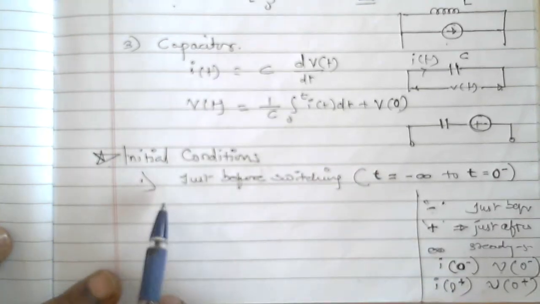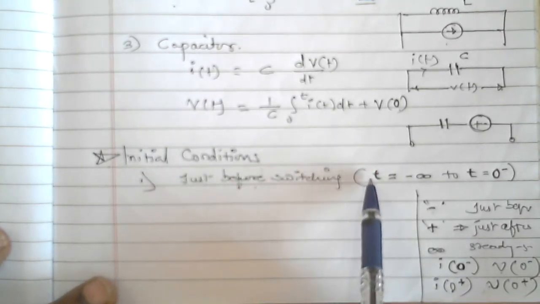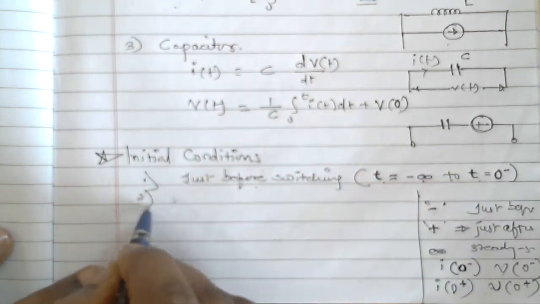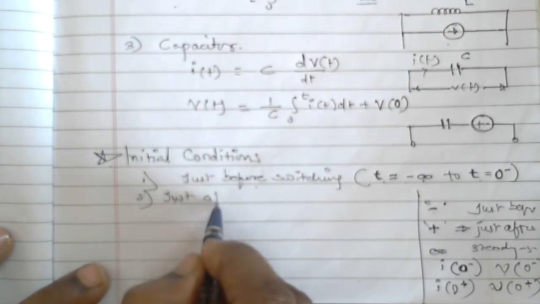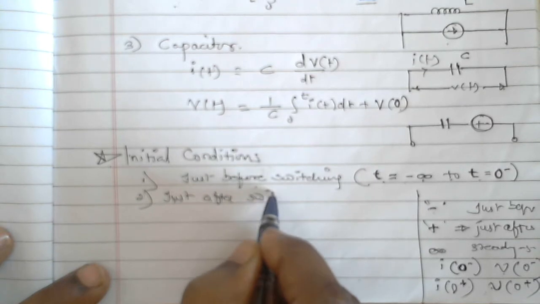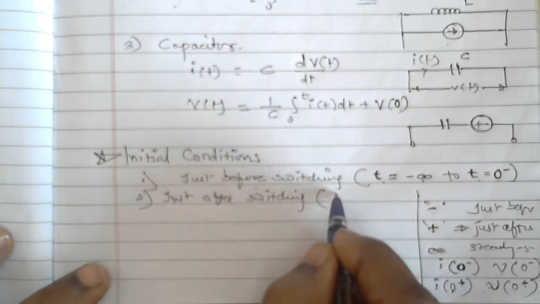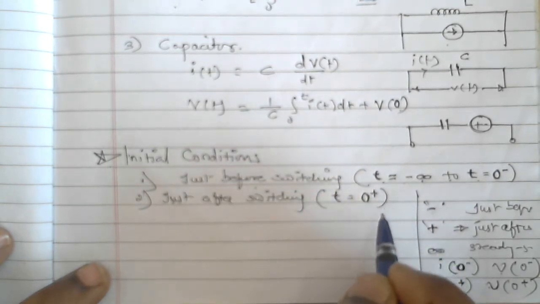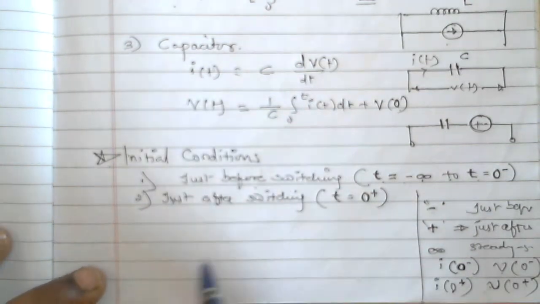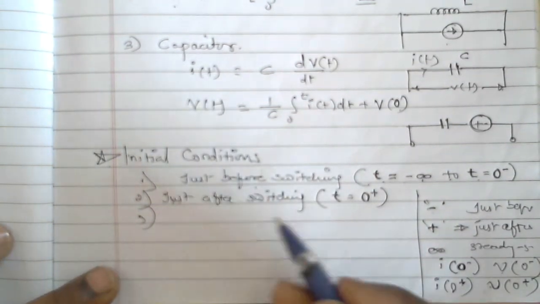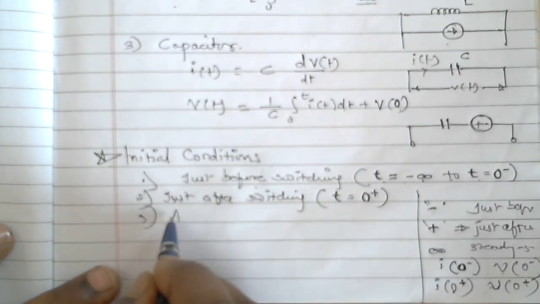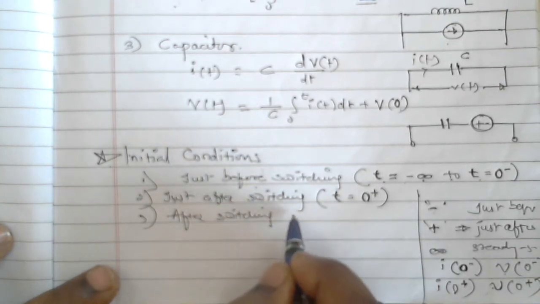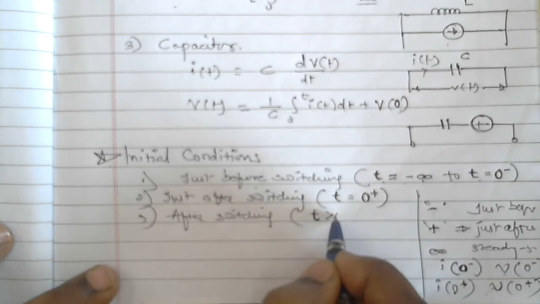Similarly, coming here, just before switching is represented as t equal to minus infinity to t equal to 0 minus. Now what is just after switching? Just after switching, the condition is represented as t equal to 0 plus. And third is some time after switching. That condition we write as after switching, represented as t greater than 0.